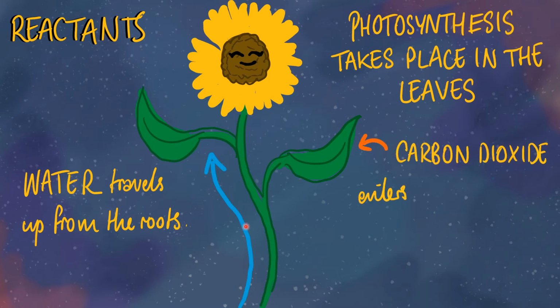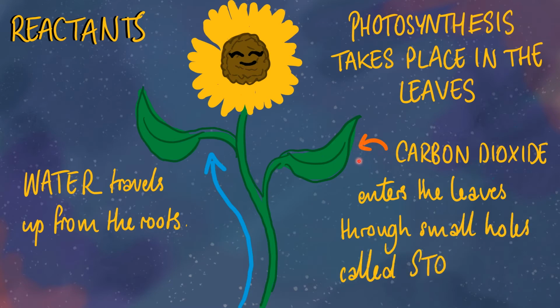The other reactant is carbon dioxide. So carbon dioxide enters the leaves through small holes called stomata. So on the underneath of leaves, there are actually lots and lots of small holes that can open and close, and that is how carbon dioxide gets in. So I want you to pause the video and write about the reactants of photosynthesis, please. You can draw pictures to help you too.